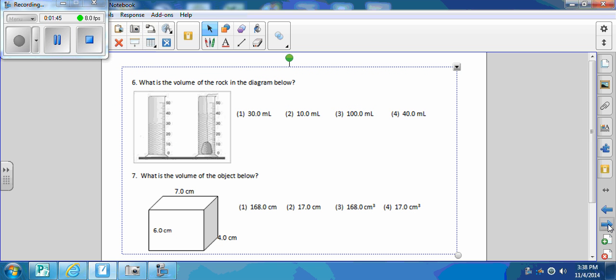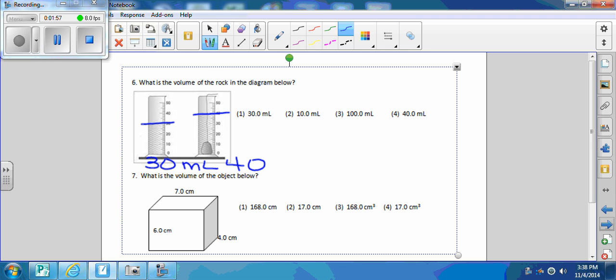What is the volume of the rock in the diagram below? Many of you asked me to show you where the water line was. The water line is here at 30. That's the original water. Then you put the rock in and the water line goes up to 40. So how much water did the rock displace? What was the volume of the rock? What do you do to these two numbers? You need to subtract. And when you subtract the 40 and the 30, you get 10 milliliters.